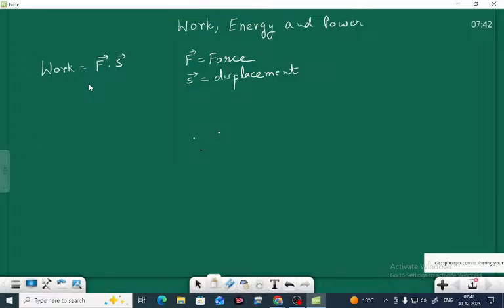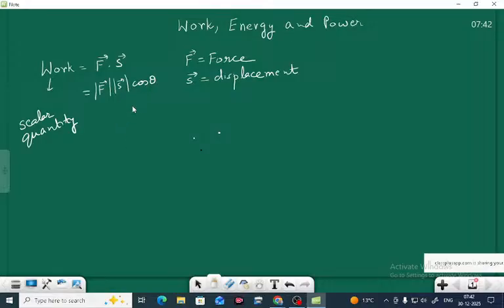But remember that since this is a dot product of force and displacement, work is a scalar quantity. You remember this, that work is a scalar quantity, because the product of force and displacement is a scalar quantity. And F dot S can be written as modulus of F into modulus of S into cos theta. This is the work done.